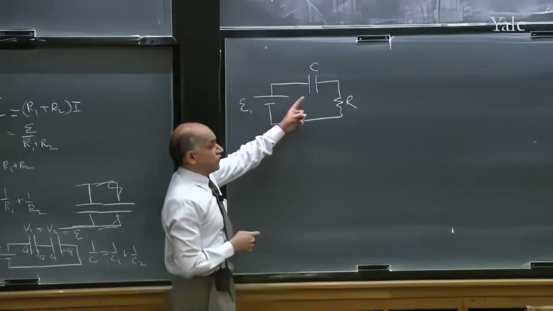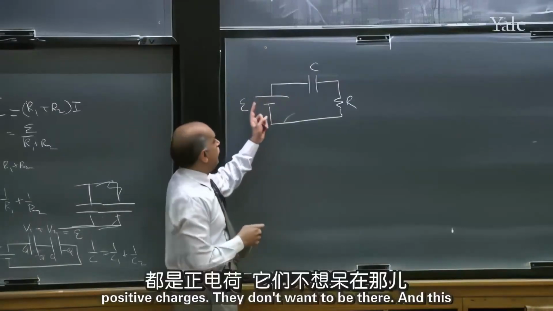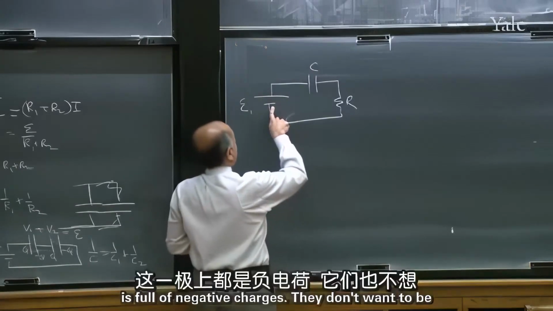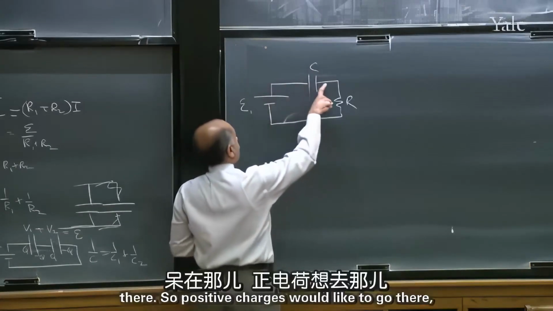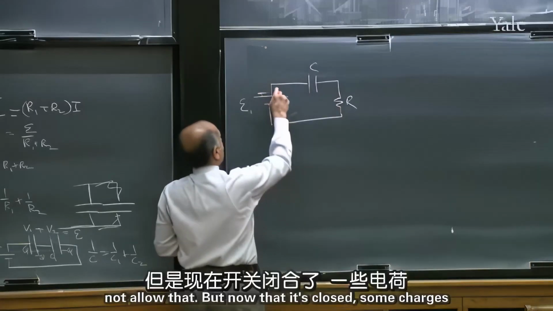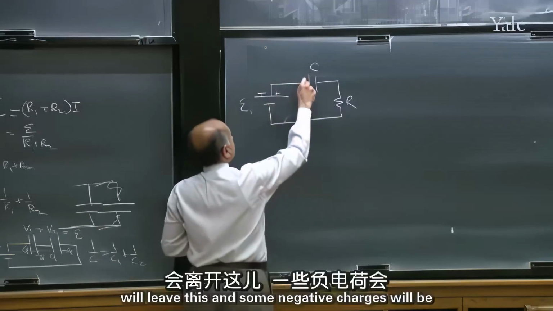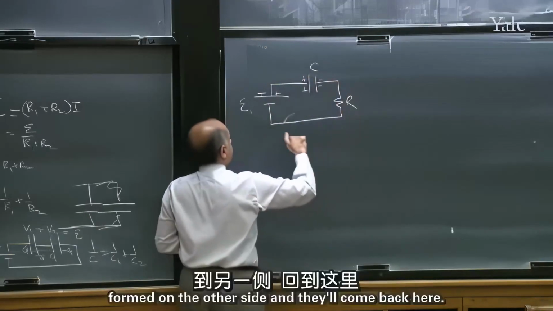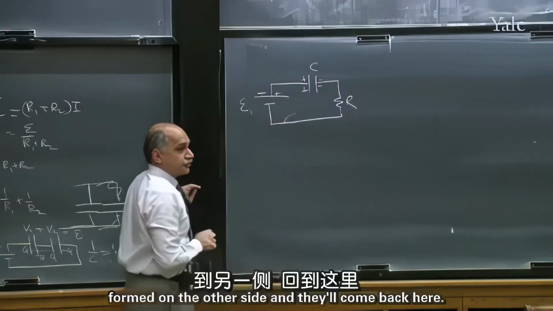This plate is full of positive charges. They don't want to be there. And this is full of negative charges. They don't want to be there. So positive charges would like to go there. Negative would like to come around. But the switch did not allow that. But now that it's closed, some charges will leave this, and some negative charges will be formed on the other side, and they'll come back here.